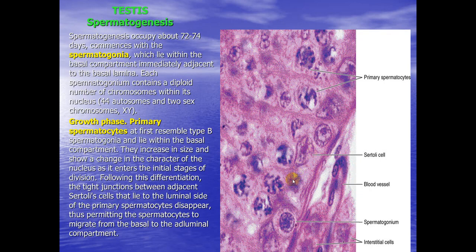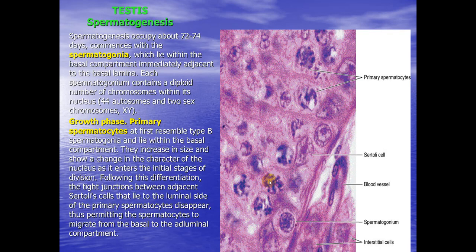Spermatogonia are located on the surface of the Sertoli cells in special invaginations, but only in the region of the basal compartment. These cells usually are small, spherical, with a large nucleus, and they can divide mitotically. And that's why they start the phase of multiplication. The first step of multiplication begins with the spermatogonia.